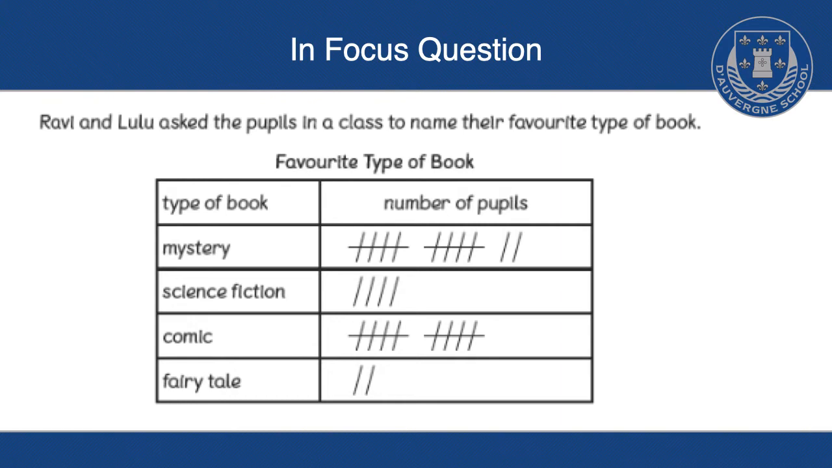So down the left hand side of the tally table, we've got the type of book. So we've got a mystery book, a science fiction, a comic, and fairy tale. And on the right hand side of the table we've got the number of pupils, so that shows us how many people said that their favourite book was a mystery or a science fiction or whatever else. And even at the end you might want to add your favourite to the table and then create a new data set to show that as well. So that's the data set we've been given.